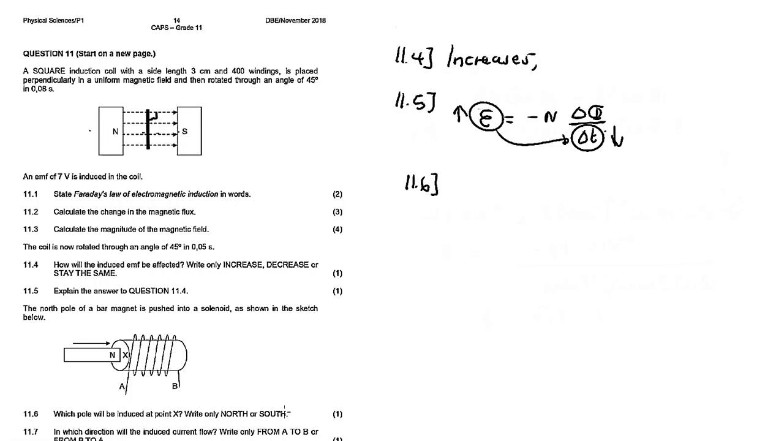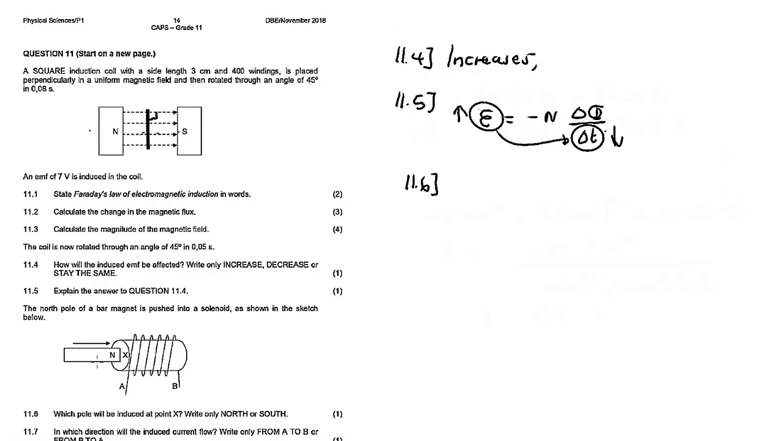11.6. There's a law, Lenz's law. It says that the magnetic field that produces the induced EMF in the coil, in our case a solenoid coil, since it is produced by a magnet being pushed through that solenoid, will produce a magnetic field that tries to oppose the magnetic field which produced it in the first place.